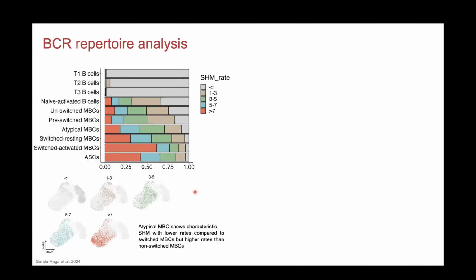For the BCR repertoire analysis, the results show that the different rates of somatic hypermutation correlate with the stage of cell differentiation. For example, transitional cells, which are the more immature cells, express less or null somatic hypermutation rates, but the more differentiated cells present more somatic hypermutation. And here we can focus more on atypical memory B cells, which show lower rates of somatic hypermutation in comparison with those switch memory B cells, but higher rates than non-switch memory B cells.